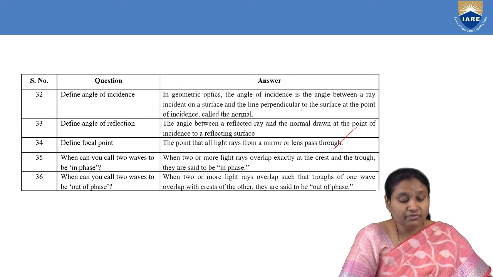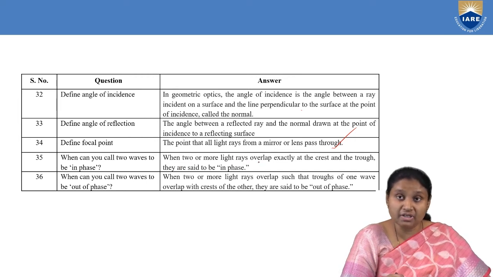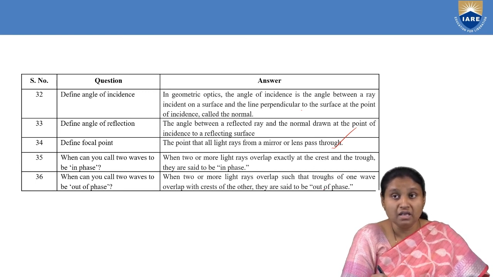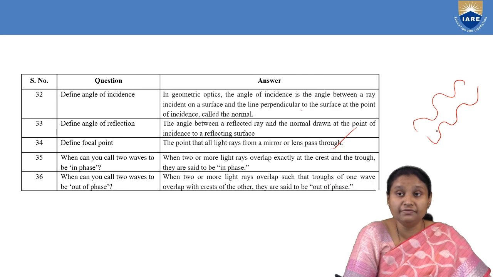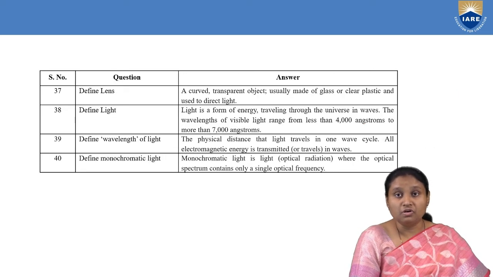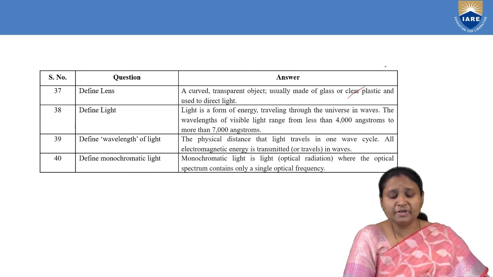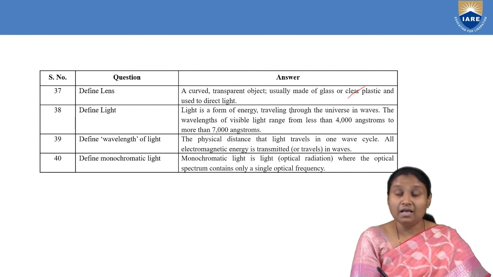We call two waves to be in phase when their positions exactly match, when the crest of one wave is falling exactly on the crest of another wave and the trough of one wave is exactly falling on the trough of another wave. And we say they are out of phase when the crest of one wave falls on the trough of another wave, so they have 180 degrees phase difference. Such waves are said to be out of phase. Then define lens. A curved transparent object usually made of glass or clear plastic is known as a lens.